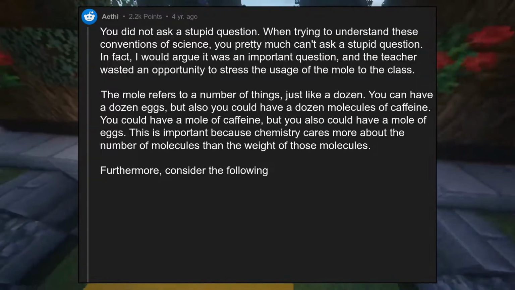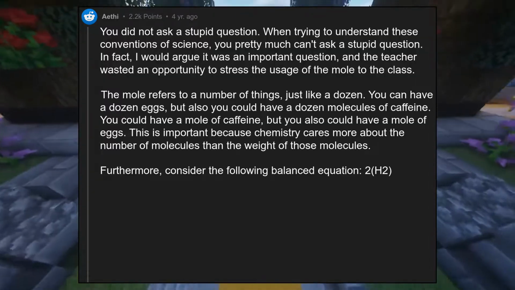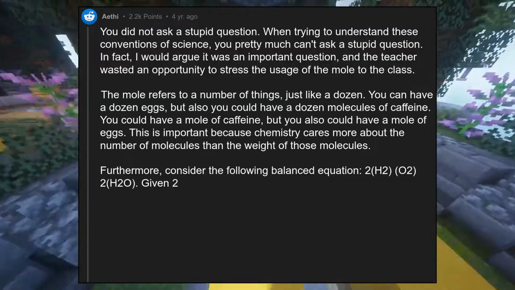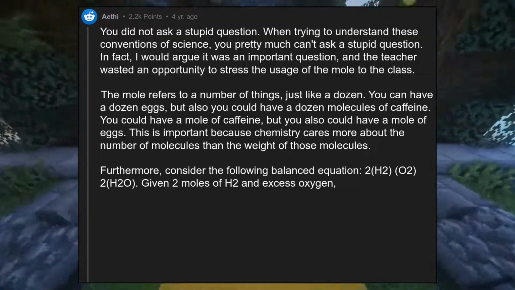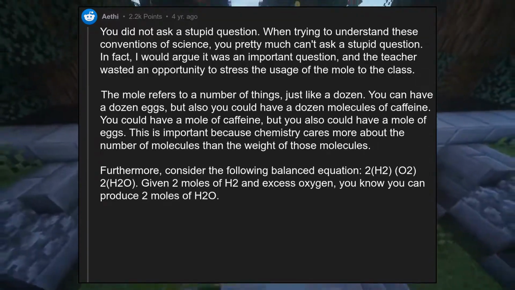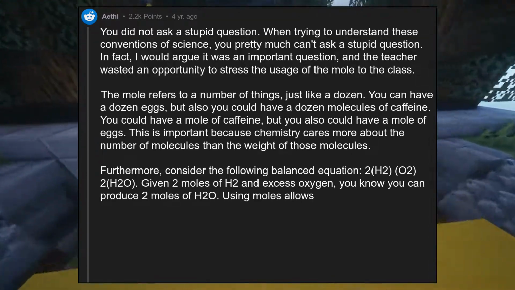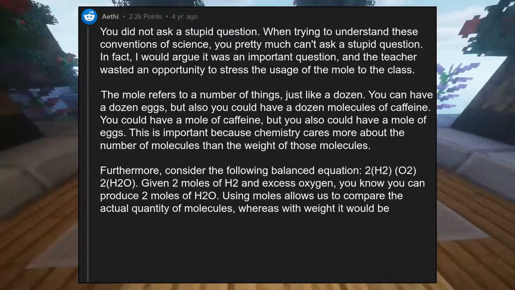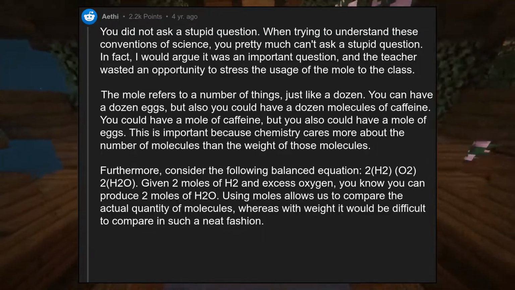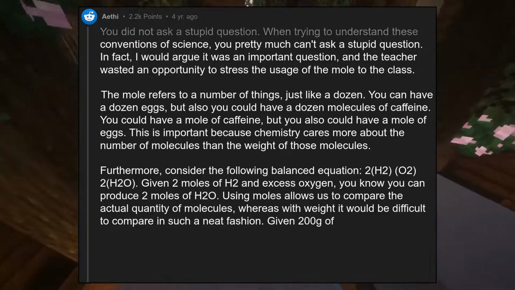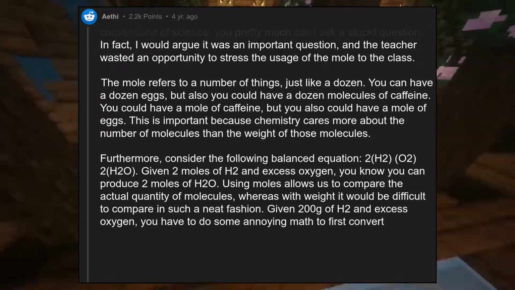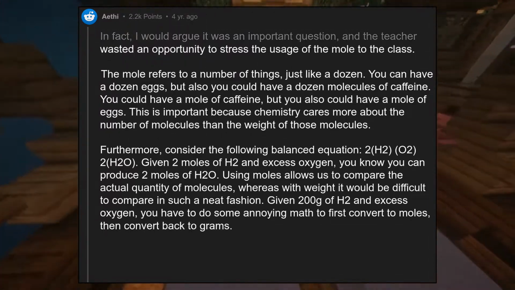Furthermore, consider the following balanced equation: 2H2 + O2 → 2H2O. Given 2 moles of H2 and excess oxygen, you know you can produce 2 moles of H2O. Using moles allows us to compare the actual quantity of molecules, whereas with weight it would be difficult to compare in such a neat fashion. Given 200 grams of H2 and excess oxygen, you have to do some annoying math to first convert to moles, then convert back to grams.